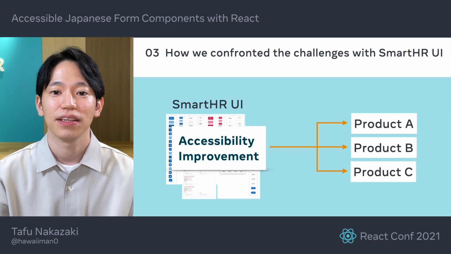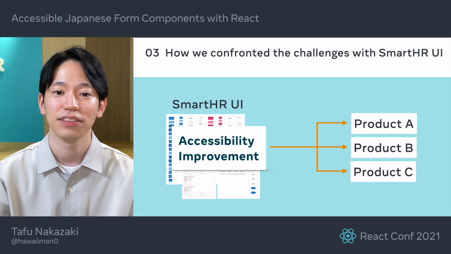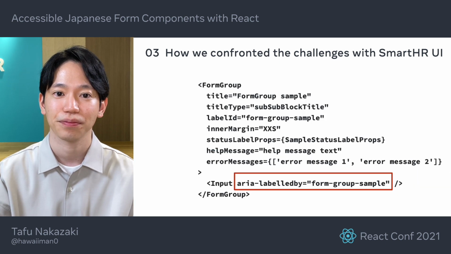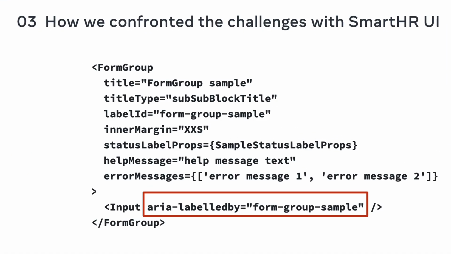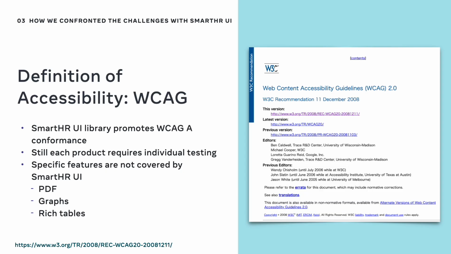One specific benefit is that by installing the library to the products and developing with it, we can easily improve the quality of the service and make it easier to implement accessibility. SmartHR UI is a React component library. This means that it can hold the status information of a component as a state. This can be used to pass information to semantics, such as an aria label, to improve accessibility, which is a big advantage.